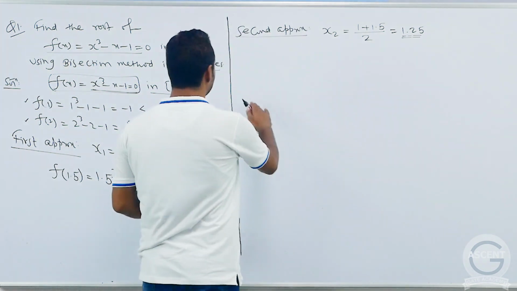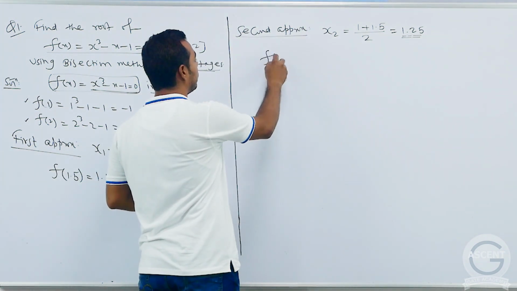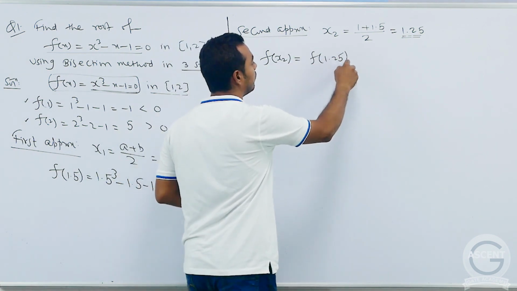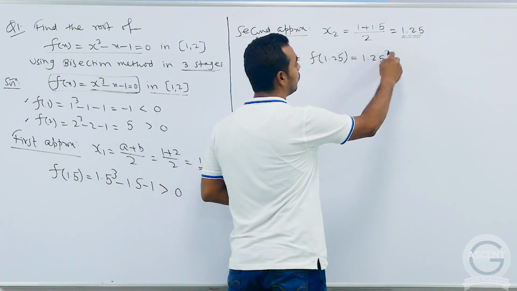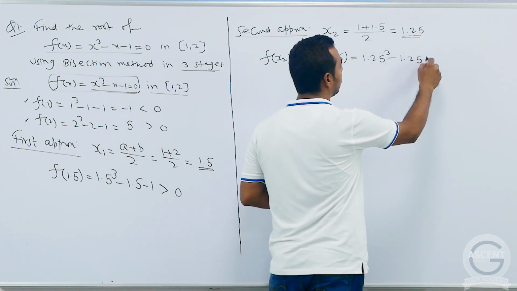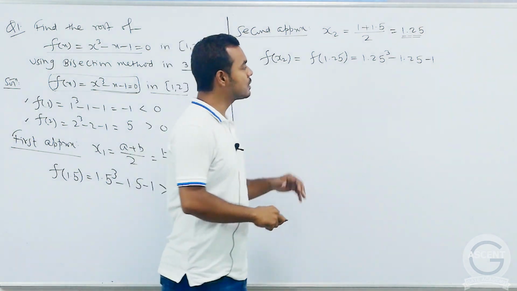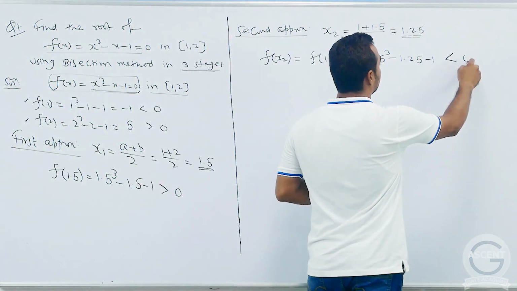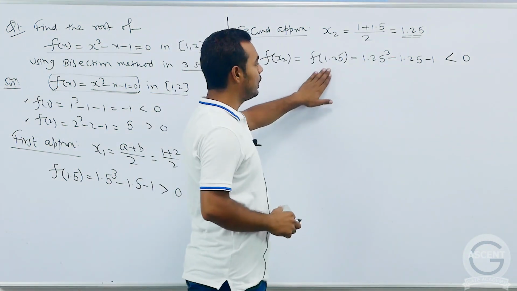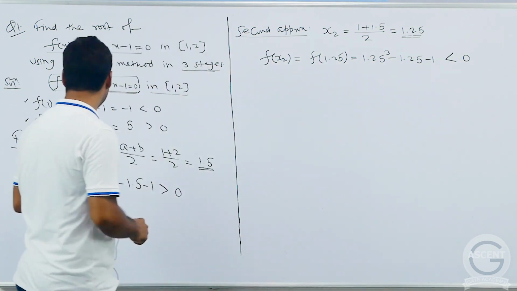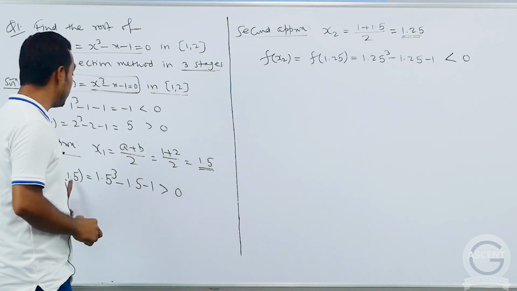Now if we want to calculate the next approximation, we have to calculate f of x2, this means f of 1.25. So this will be 1.25 cube minus 1.25 minus 1. Now if you perform the calculation, you will find that this value will be negative. So now f of 1.25 is negative and this means the root will be between 1.25 and 1.5.